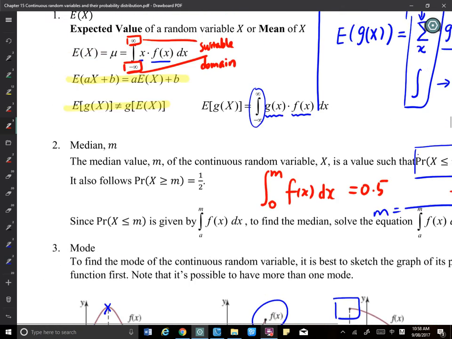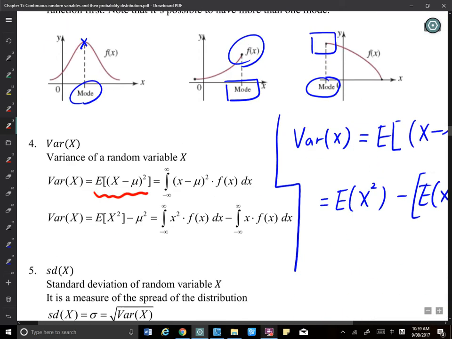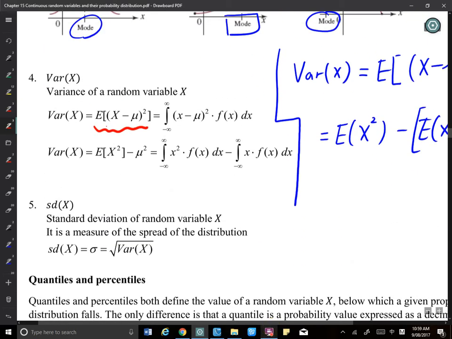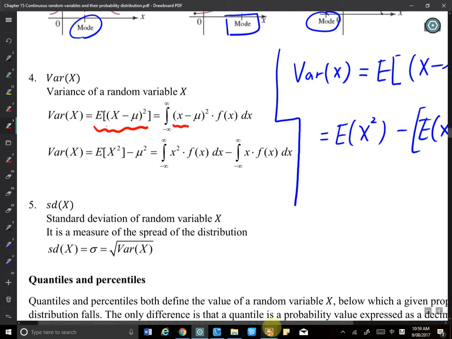Let's go back to number 1. Expected gx equals the integral from negative infinity to positive infinity of gx times the density function. So now we want to find the expected value for that gx. Your gx is x minus mu squared. Then you will have x minus mu squared times the density function, over a suitable domain. That's for this one.